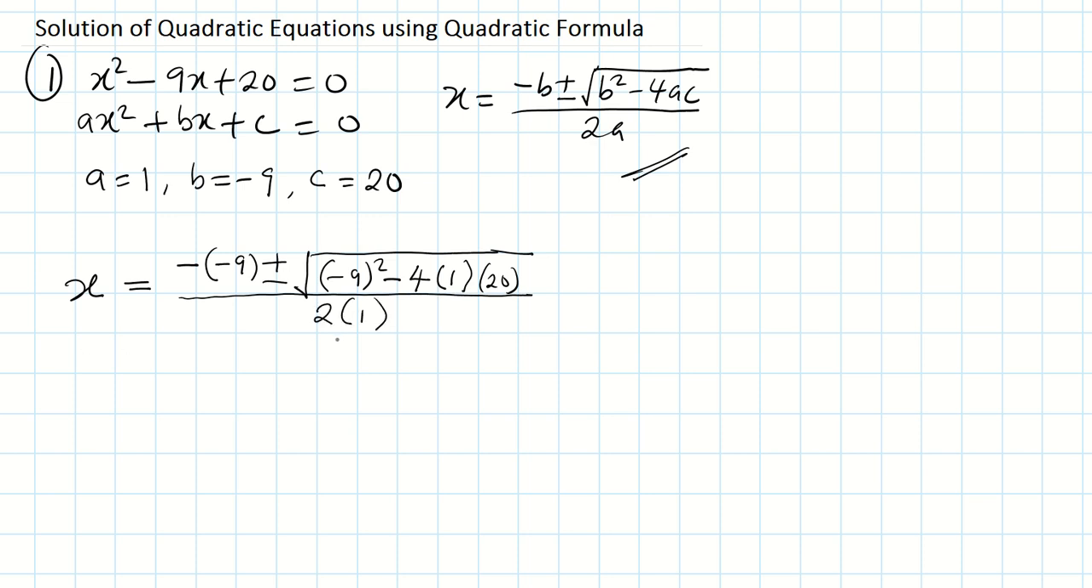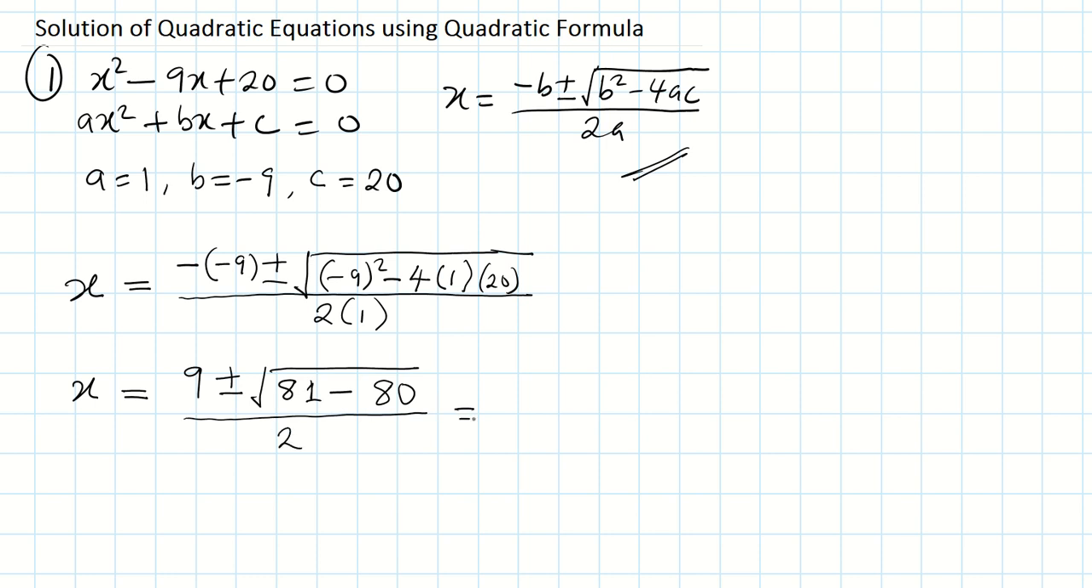So the next thing is to evaluate. We have x equal to minus times minus is plus, so 9 plus or minus the square root of minus 9 squared, which is 81, minus 4 times 1 times 20, which is 80, divided by 2 times 1, which is 2.